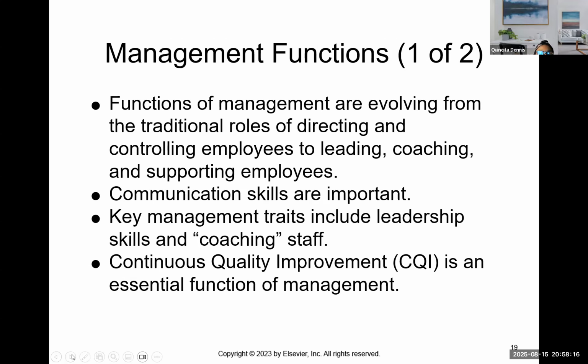All right, management function. So the next couple slides looks like we're talking about management function. So in my opinion, management is not just about telling people what to do anymore. These days, especially with all of the different generations that are out there, we have to get more into not just leading, but coaching and also supporting our teams.